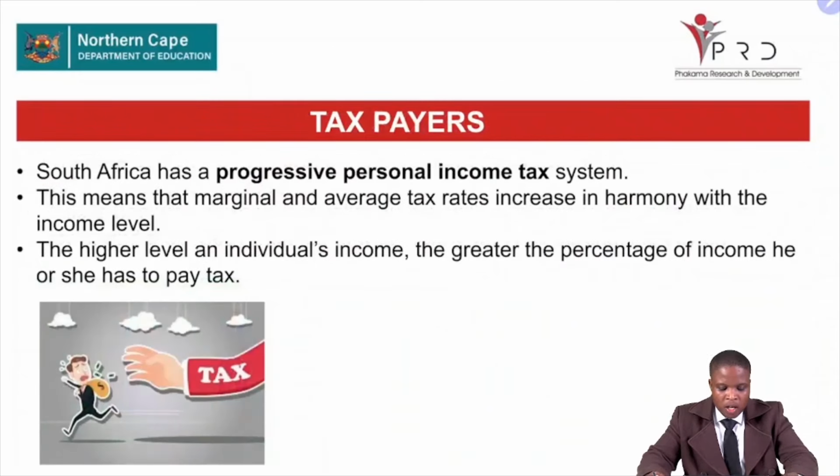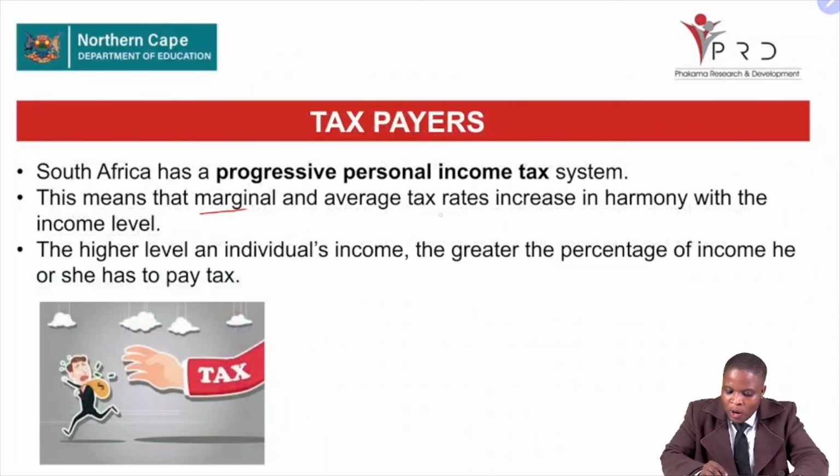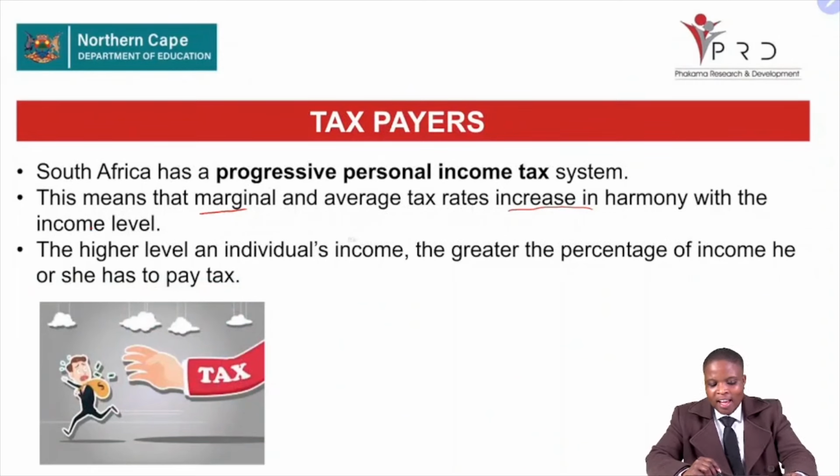Then we have taxpayers. South Africa has a progressive personal income tax system. This is a tax system where those who get paid more pay more tax. This means that the marginal and average tax rates increase in harmony with the income level. So we are talking about bracket creeping. The marginal additional tax that you pay increases in harmony with the income level. When your income level increases, your taxation increases, because we are using a system where those who earn more pay more taxes.